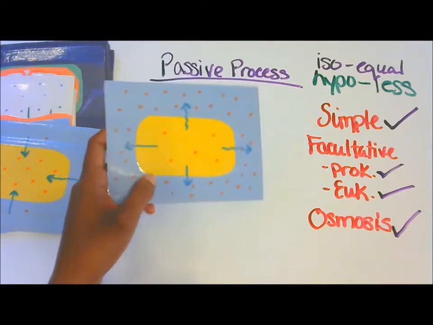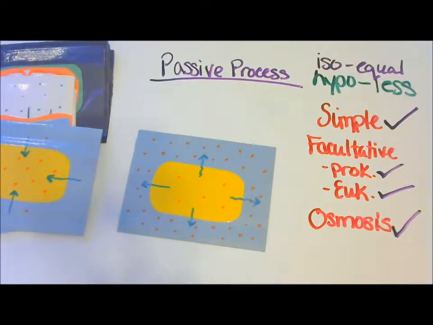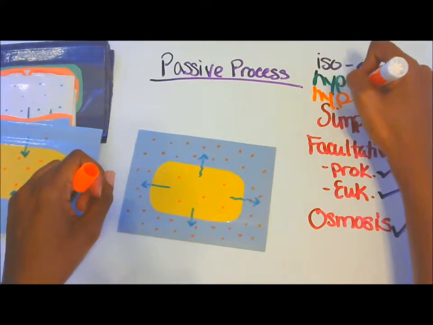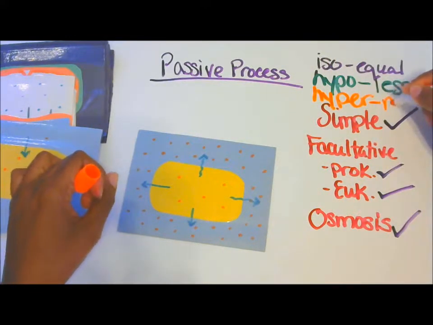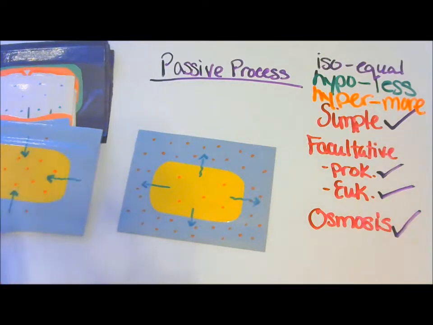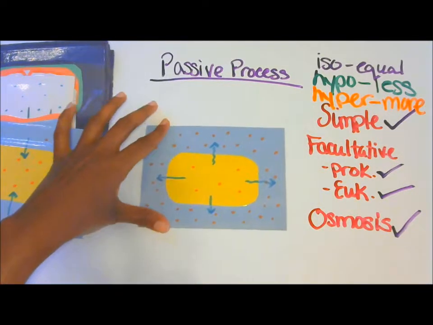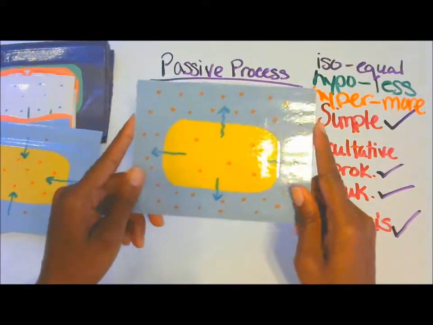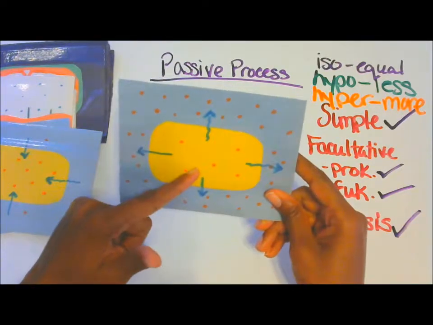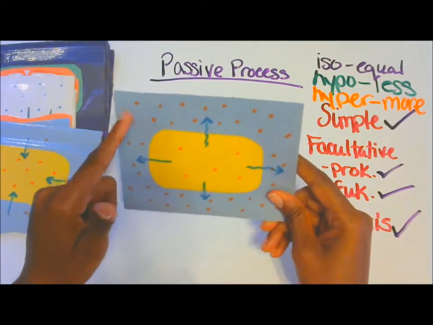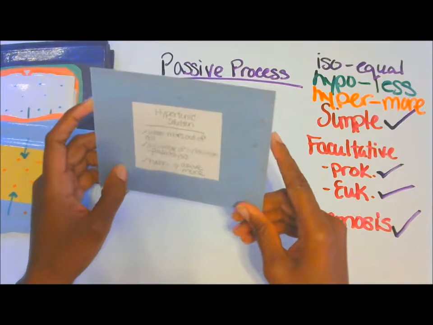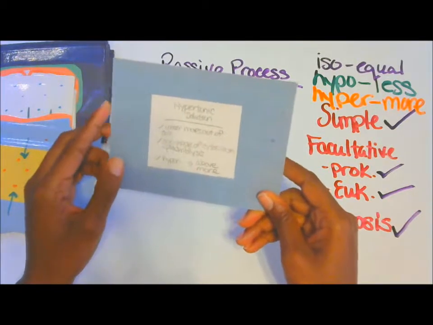Lastly, hyper. Let's choose a different color. Hyper meaning more or above. And as you see in this picture, that there are more molecules in the environment than it is in the cell. So water is going to leave the cell. Hypertonic solutions. Water moves out of the cell.